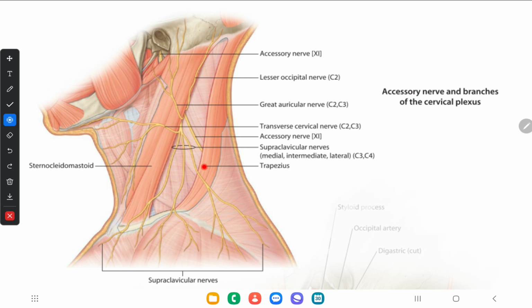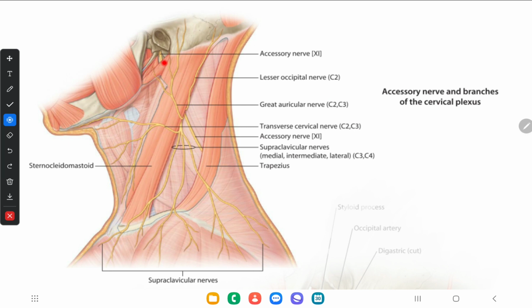If you want to surface mark the accessory nerve, you have to draw a line from a point in front of the tragus of the ear to a point midway between the mastoid process and the angle of the mandible. That means about from here, then the midpoint of the mastoid process and the angle of the mandible, like here. So you can surface mark the course of the accessory nerve.